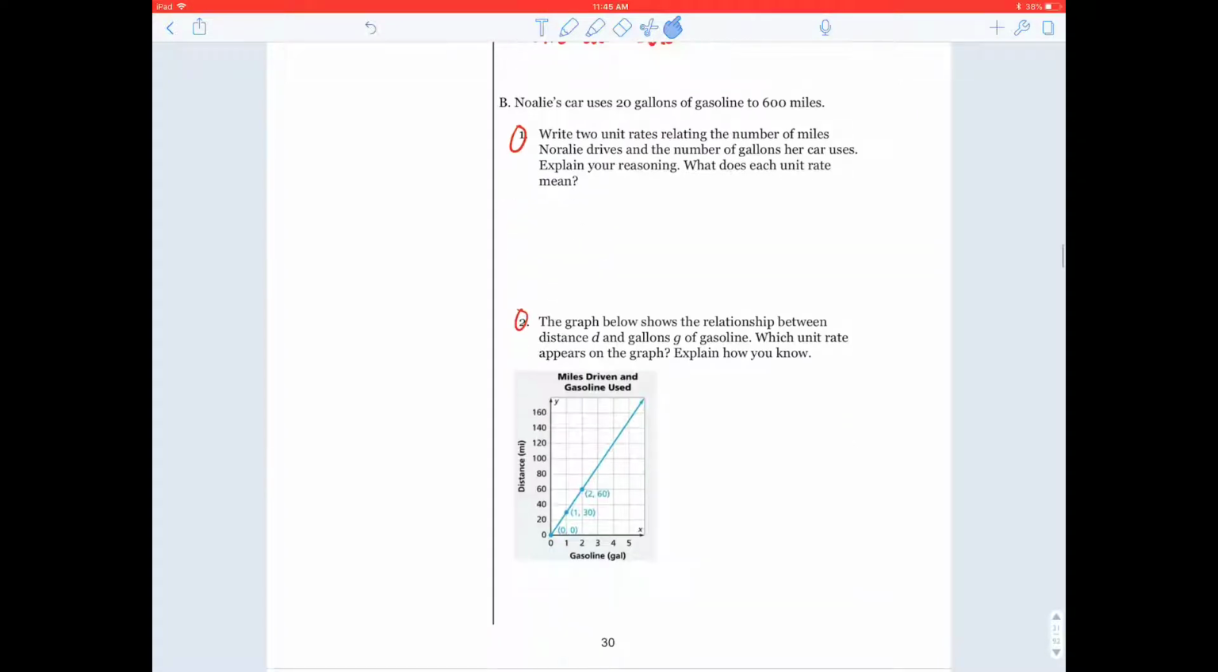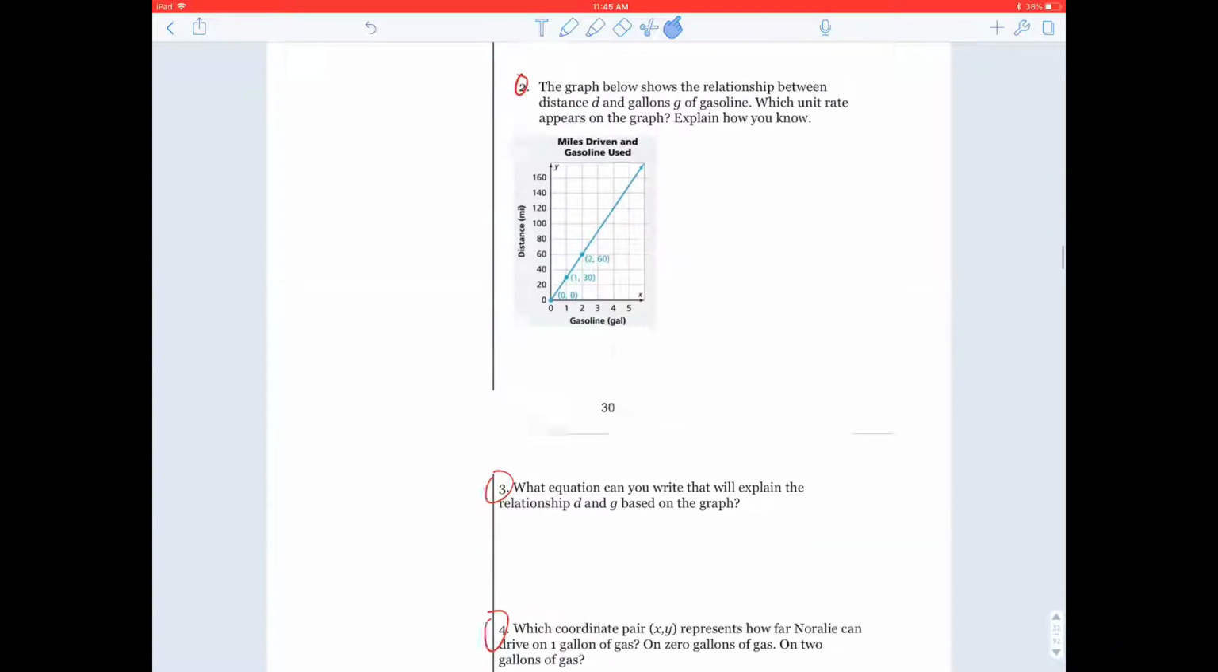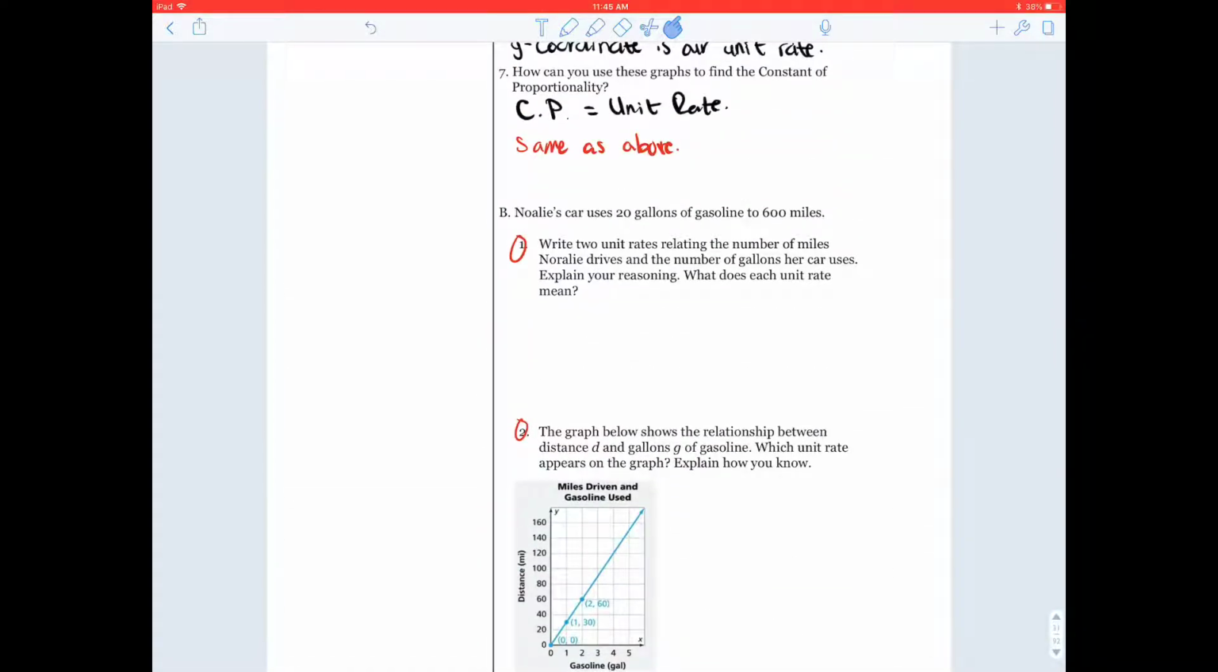So I'll start you off, and then you can pause the video and work on these 4 problems, and then come back and review your answers, okay? So Noli's car uses 20 gallons of gasoline to go 600 miles. Our first question asks us to write 2 unit rates relating the number of miles Noli drives and the number of gallons the car uses. So we need 2 unit rates.